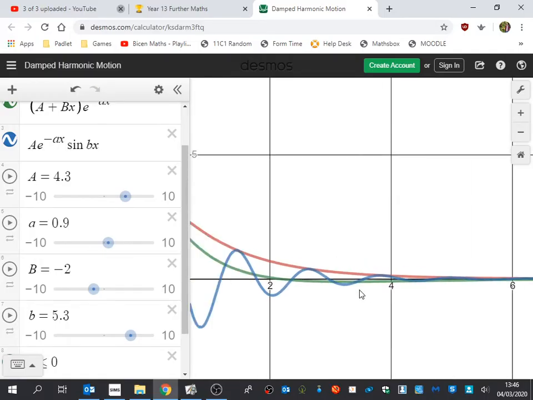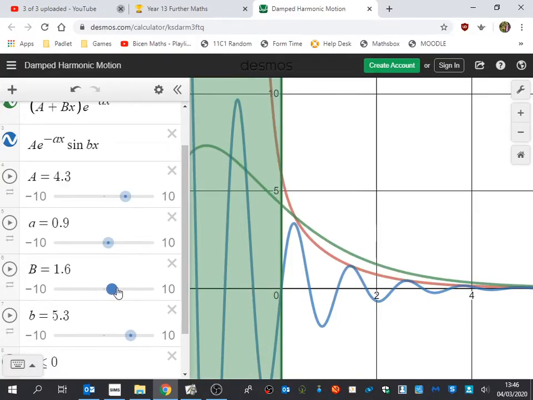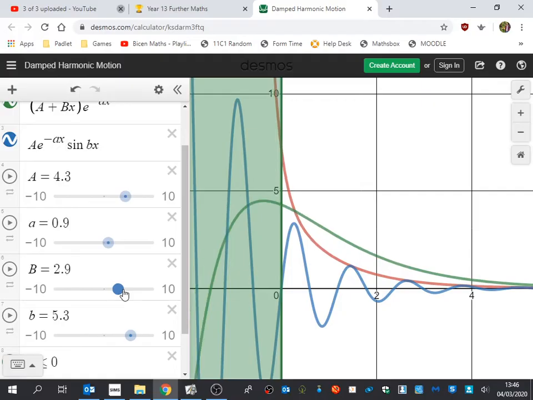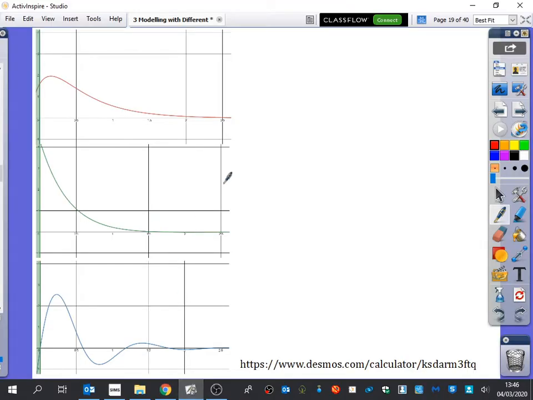But the red one is... sorry, not the red one. I'm getting all my colours confused. Yeah, the green one goes under, the red one stays above. Yeah, and the green one is the heavy. No, green one's critical. Don't confuse it. Green is critical. Oh, then I wonder if that makes sense. Pink. I think the green one still goes under if you go further. Yeah, it would do. The gist of it is, these are the three graphs.